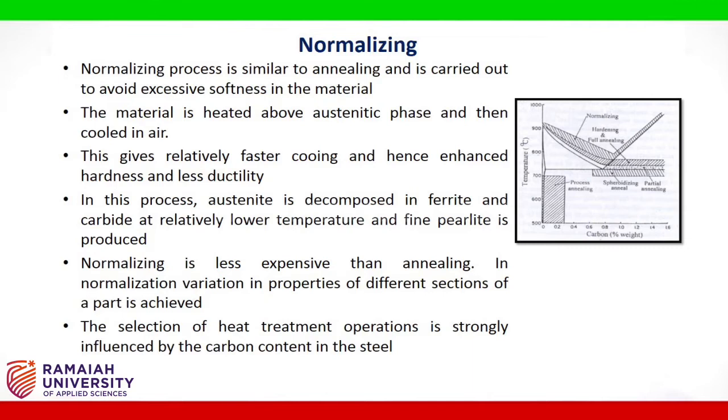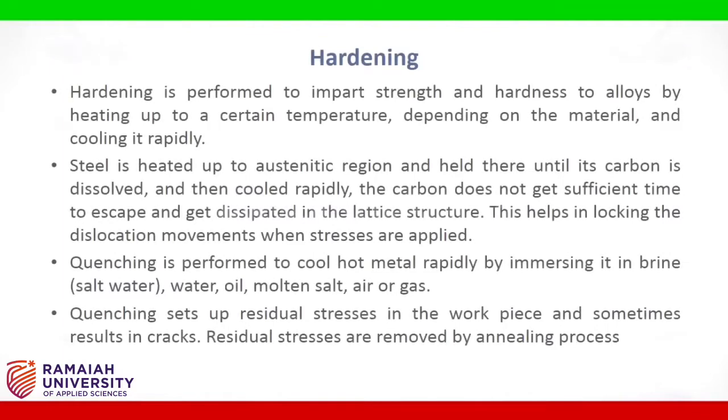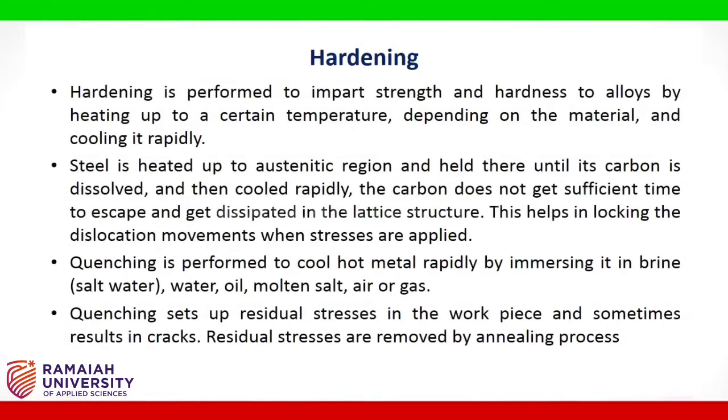The selection of heat treatment operations is strongly influenced by the carbon content in the steel. Hardening. Hardening is performed to impart strength and hardness to alloys by heating up to a certain temperature depending on the material and cooling it rapidly. Steel is heated up to austenitic region and held there until its carbon is dissolved and then cooled rapidly. The carbon does not get sufficient time to escape and get dissipated in a lattice structure. This helps in locking the dislocation movements when stresses are applied.